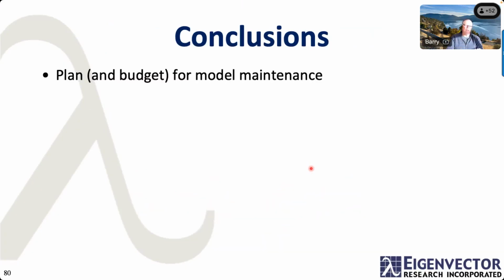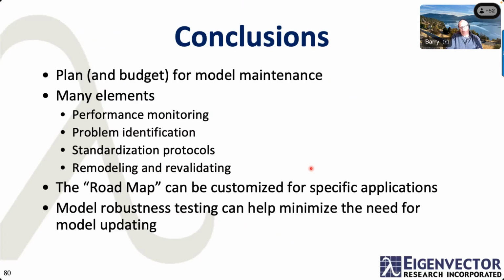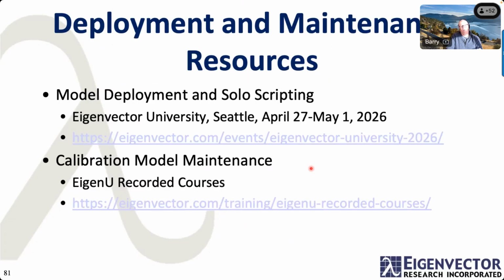Okay, so conclusions. Plan and budget for model maintenance. There's a lot of elements there: performance monitoring, problem identification, standardization protocols, remodeling and revalidating. I think the roadmap can be customized to specific applications, and model robustness testing can help minimize the need for model updating. I'll point out a couple of resources here for deployment and maintenance.